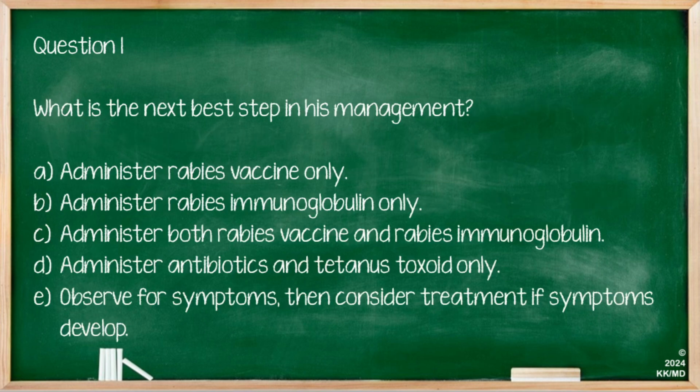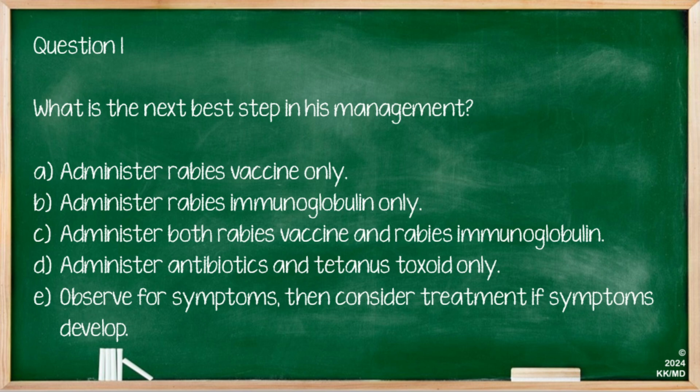Option A, administer rabies vaccine only. Option B, administer rabies immunoglobulin only. Option C, administer both rabies vaccine and rabies immunoglobulin. Option D, administer antibiotic and tetanus toxoid only. Option E, observe for symptoms, then consider treatment if symptoms develop.